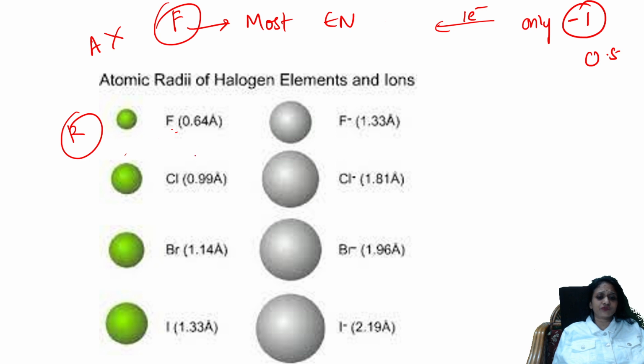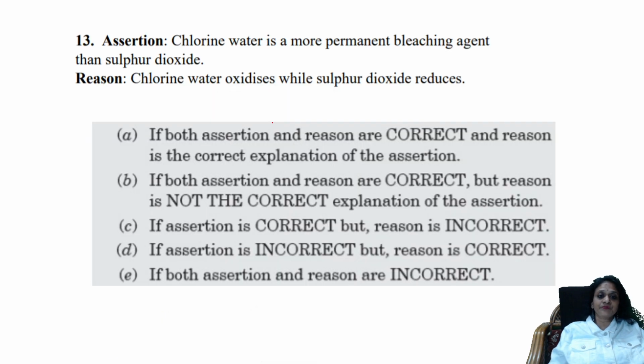See, students, here basically 0.64, compared to everything, the size is small. This is the ion size also. When you compare with everything, it is small in size. Clear? That's why the reason is right. Small size. Done. Next, let us go to the next question.